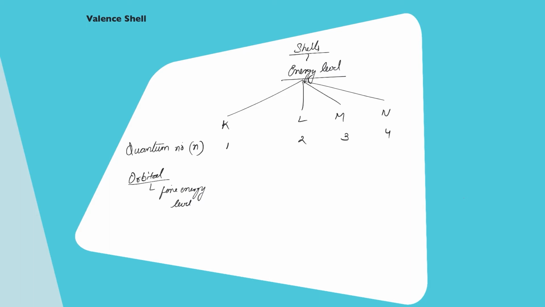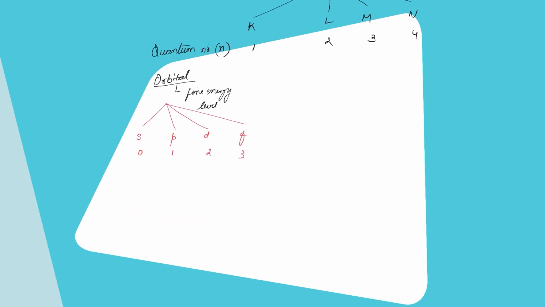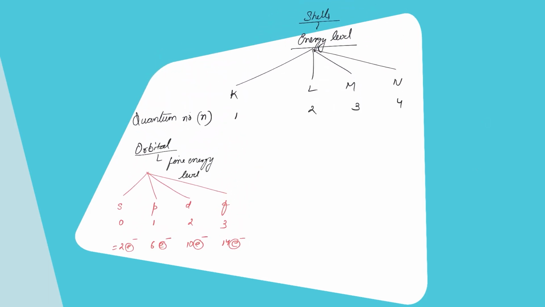Now, there are four possible orbitals, represented by the small letters s, p, d and f, again having a quantum number 0, 1, 2 and 3. Now s can accommodate 2 electrons, p can accommodate 6 electrons, d can accommodate 10 electrons, f can accommodate 14 electrons. So each shell will further have these subshells, you can say, or orbitals. But how many will each shell have? All s, p, d, f?